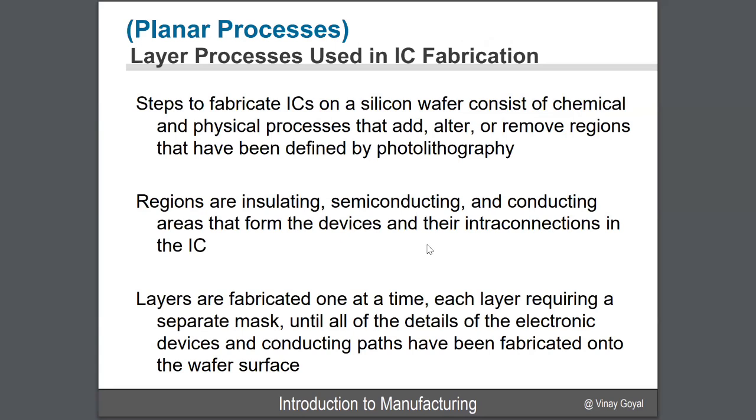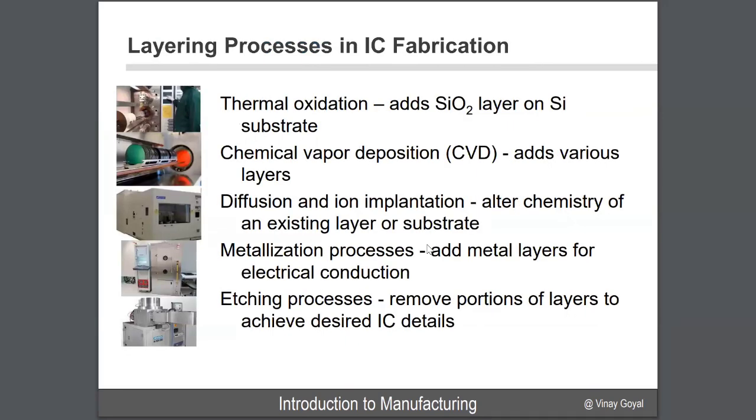And then we talked about a layer fabrication process where you can fabricate one at a time. Each layer requires a separate mask. We talked about this. And then we talked about 5 approaches to do the layering: thermal oxidation, chemical vapor deposition, diffusion and ion implantation. And then we talked about the last 2 steps here, called metallization and the etching processes. So 5 processes needed to get there. And we talked quite a bit about this.